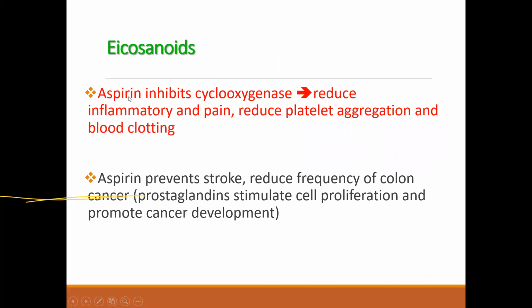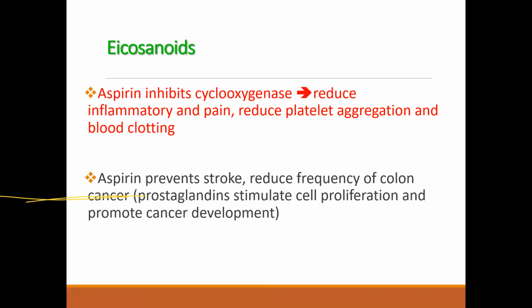Aspirin is a drug that we have known for many years. Aspirin is one of the NSAID group. Okay, aspirin can inhibit the enzyme cyclooxygenase, meaning that aspirin can reduce the inflammatory reaction and also reduce pain. And also aspirin can reduce platelet aggregation and blood clotting. Besides, aspirin can prevent stroke and can reduce the frequency of colon cancer.